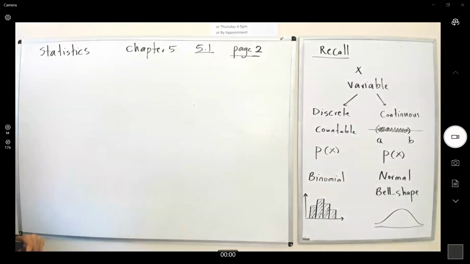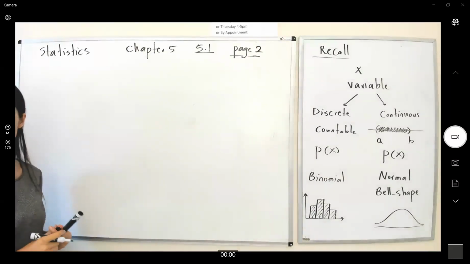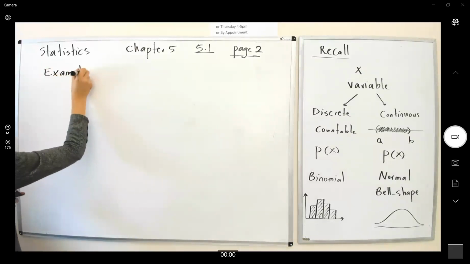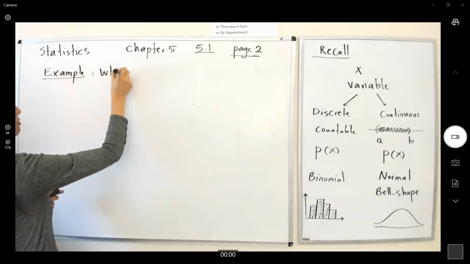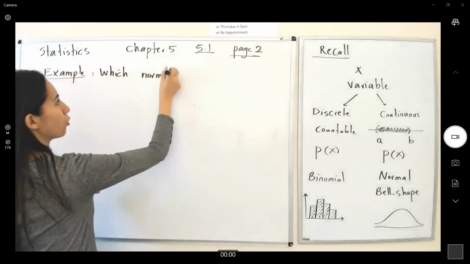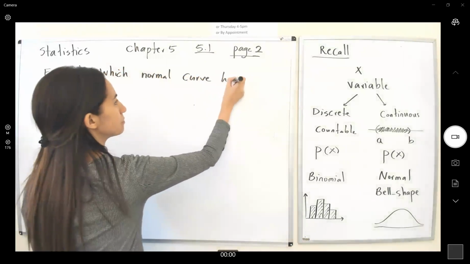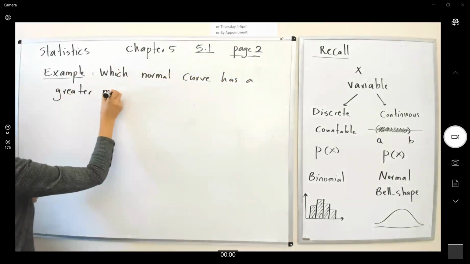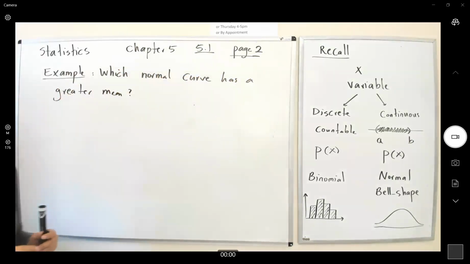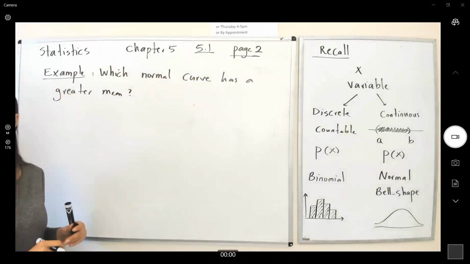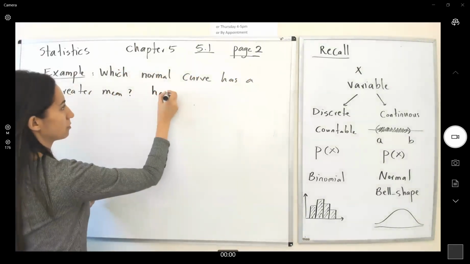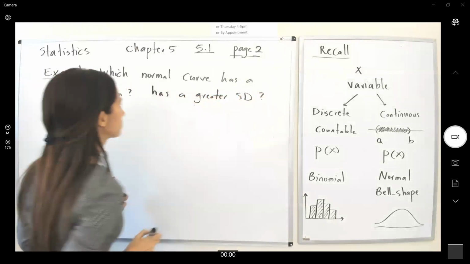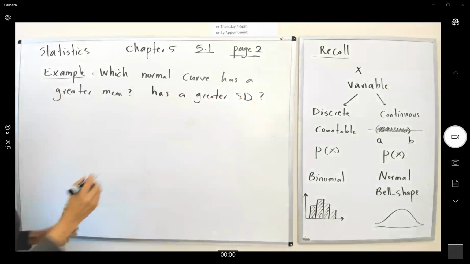So in this example, the question says, which normal curve has a greater mean? And the second one asks, which normal curve has a greater standard deviation? Okay, let us look at these two graphs.